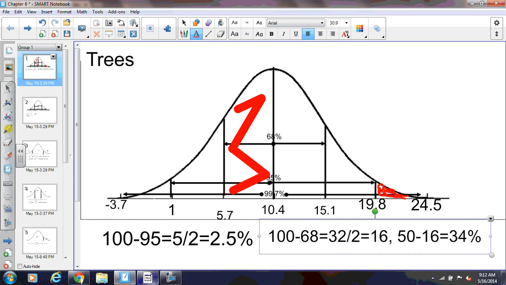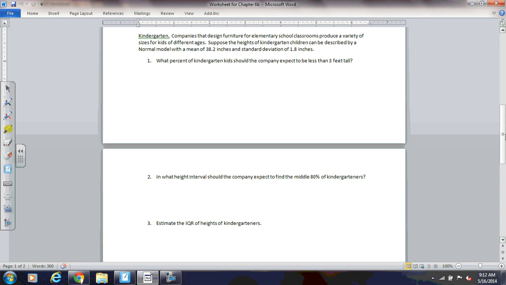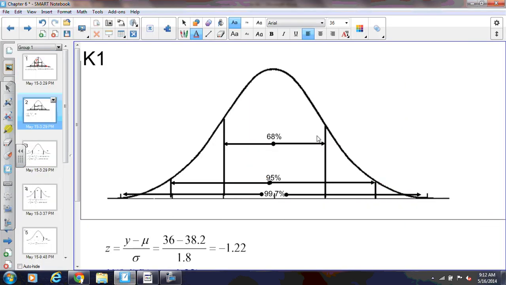All right, let's move on to the question about kindergartners. Saying that kindergarten children have a mean of 38.2 inches for their height and a standard deviation of 1.8 inches. This would be the population mean and standard deviation. So they want to know what percent of kindergarten kids should the company expect to be less than 3 feet tall. So here we have another curve drawn, and we can put in our mean of 38.2. It's the mean height of kindergartners.